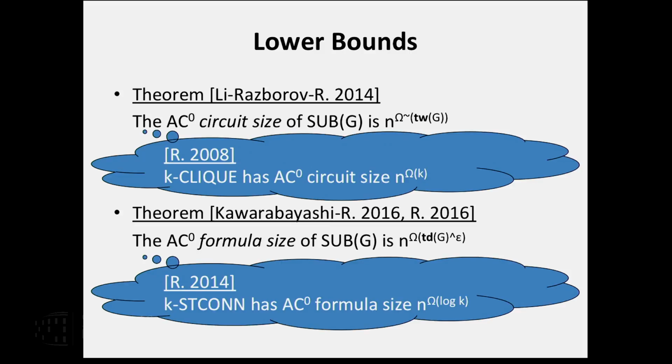Okay. And to mention, both of these results extend special cases which I showed in previous work. This result here generalizes the technique of my earlier work, which shows that the k-clique problem has AC0 circuit size n to the omega of k. And this theorem here builds on earlier work, which shows that the distance k connectivity problem has AC0 formula size n to the omega of log k. So these are both special cases of these results.